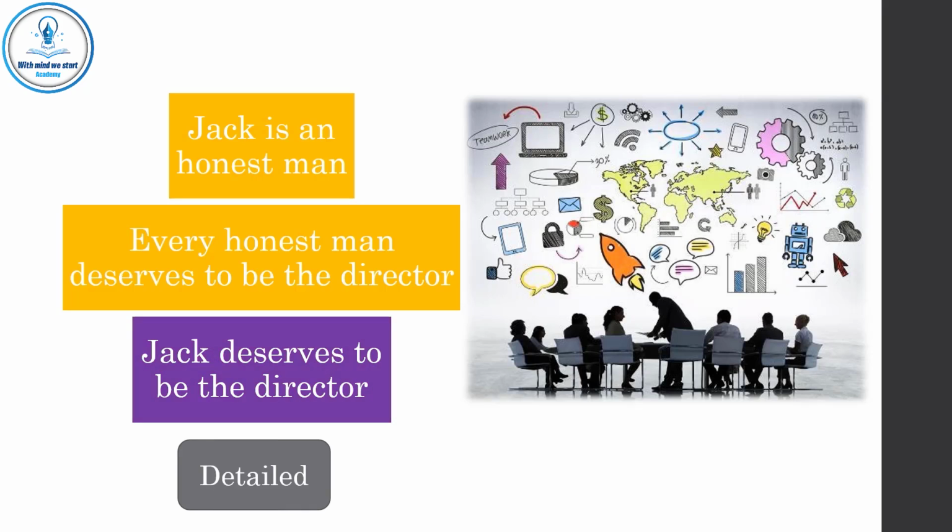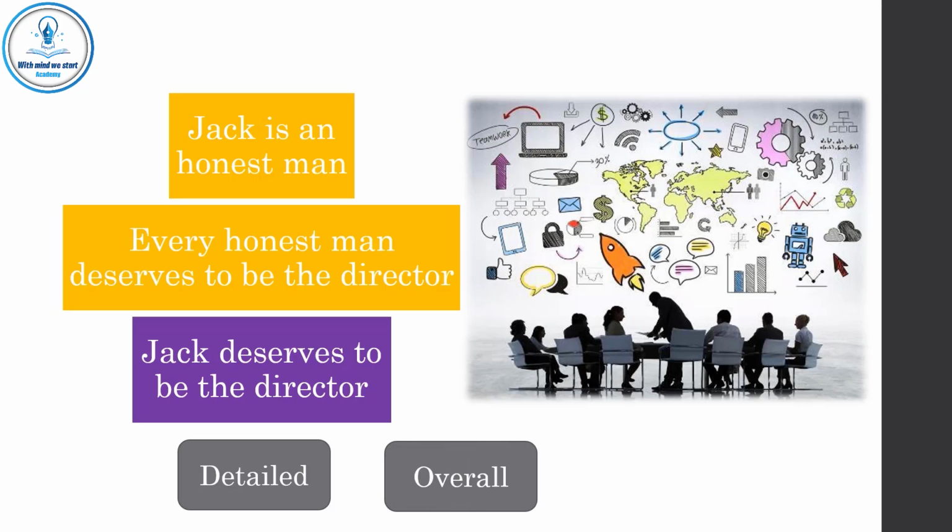Someone may attack the conclusion. He may have evidence that proves that Jack doesn't deserve to be the director. He doesn't attack the premises at all. This is called an overall refutation.